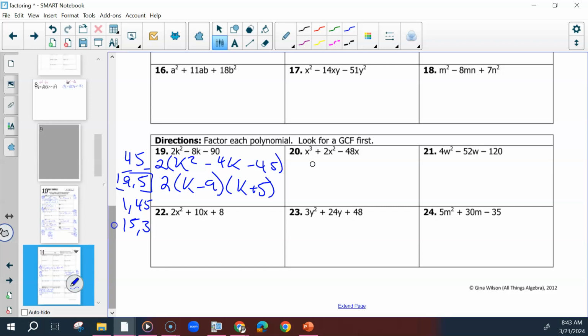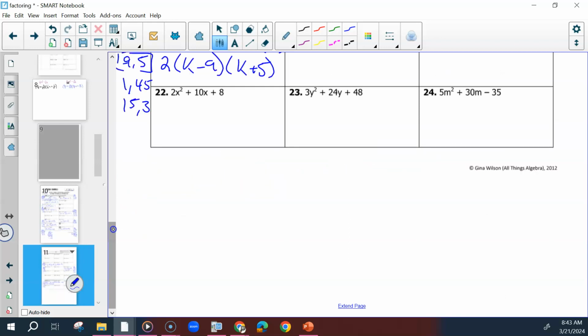So in 20, you may not have a number in front, but you may have more x's than normal. So that x would be your GCF. If we divide each one by x, what's left? x to the second plus 2x minus 48.